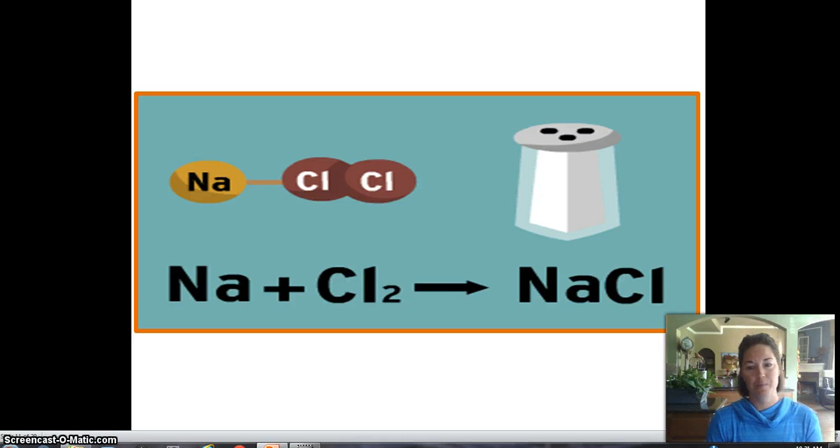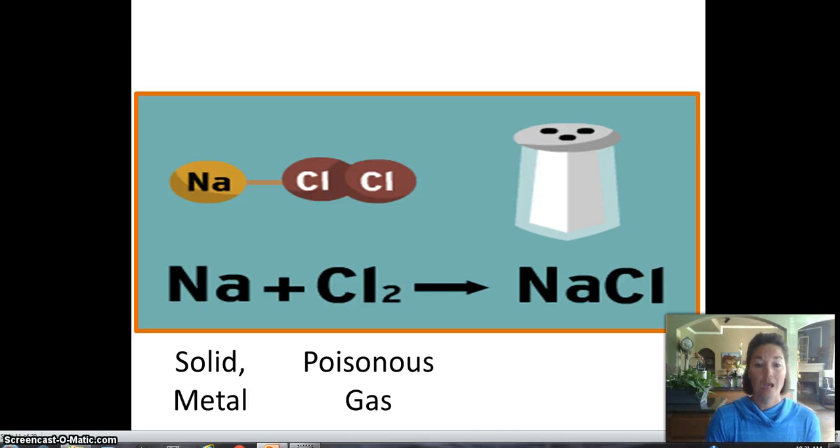And one last example of a chemical equation. Here I have the element sodium. Sodium can combine with chlorine atoms to produce sodium chloride, or salt. We saw that chemical formula earlier. Sodium is a solid metal. I would never eat sodium. And I would certainly never want to inhale chlorine because it is a poisonous gas.